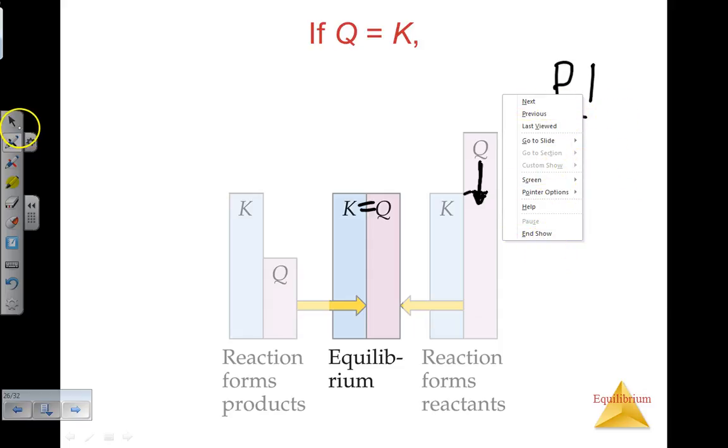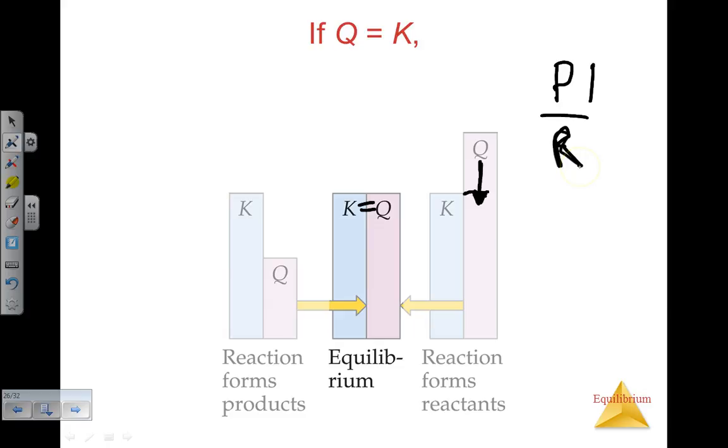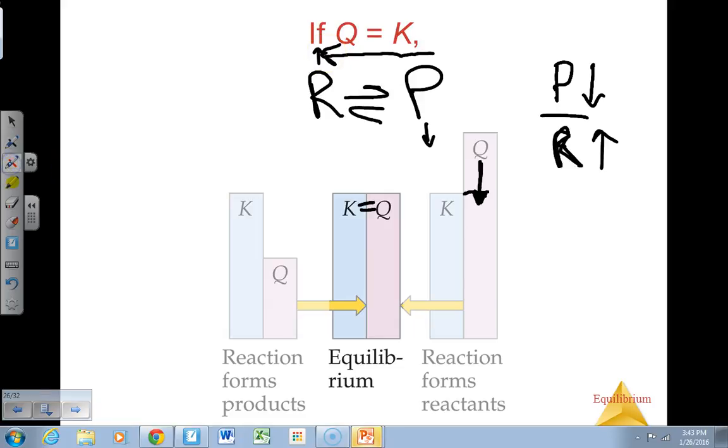sorry, let's cancel that. The only way I can get Q to decrease is if I decrease the numerator and increase the denominator. Chemically speaking, if I have reactants that are in equilibrium with products, the only way that can happen is if the reaction moves towards the left, or shifts left. That way we're decreasing the amount of products, and because we're decreasing the amount of products, the amount of reactants will increase.